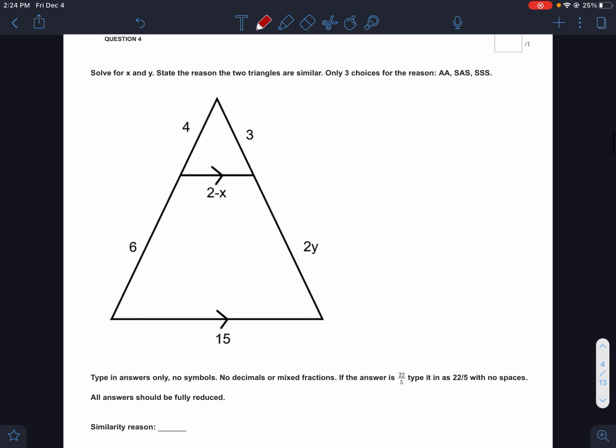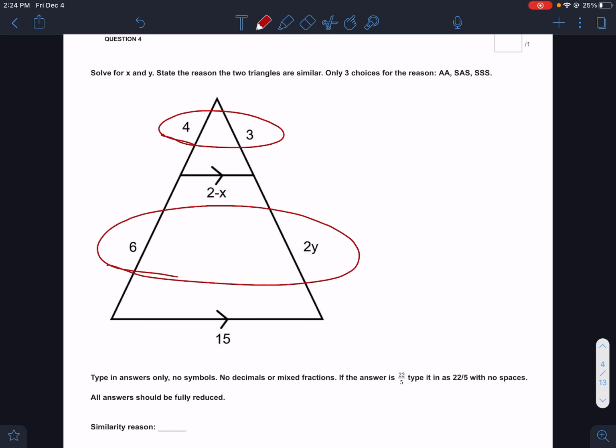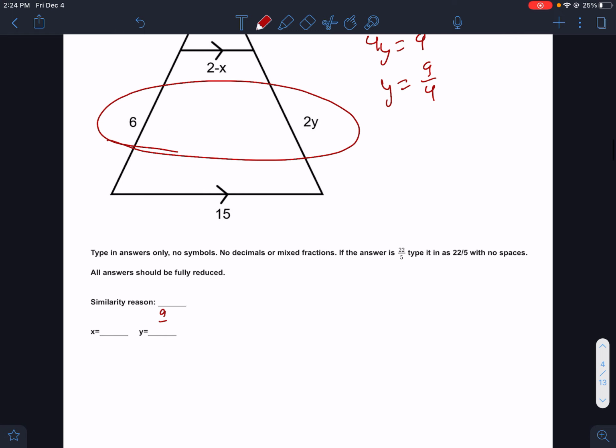Parallel line situations. The spaces between the parallel lines all have to have the same ratio. So 4 over 3 has to equal 6 over 2y. I can reduce 4 and 6 to 2/3. And that's all I can really do. Cross multiply, I get 4y equals 9. So y equals 9 over 4. Y equals 9 over 4.